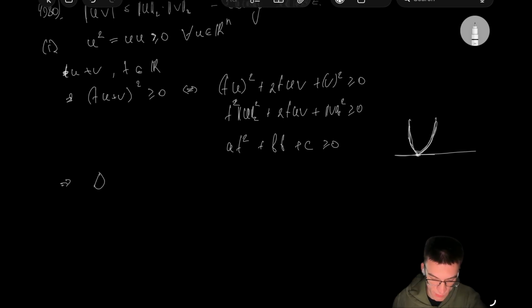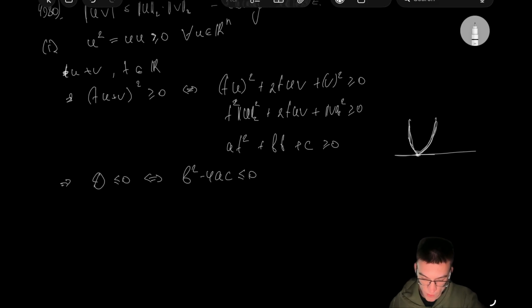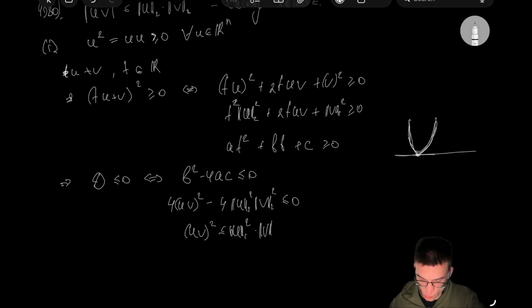So for this case, we have the discriminant less than or equal to 0, which is equivalent to b squared minus 4ac less than or equal to 0, where this becomes 4 (uv) squared minus 4 times the second norm of u squared and the second norm of v squared, less than or equal to 0. Then (uv) squared is less than or equal to the second norm of u squared times the second norm of v squared.